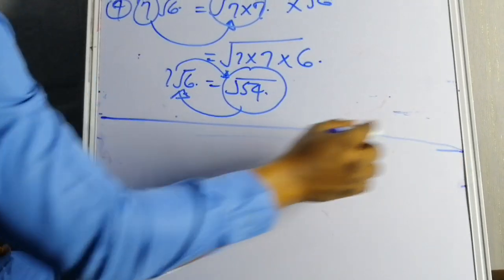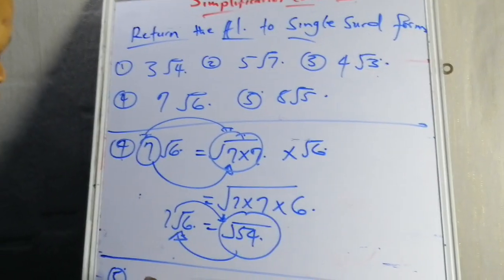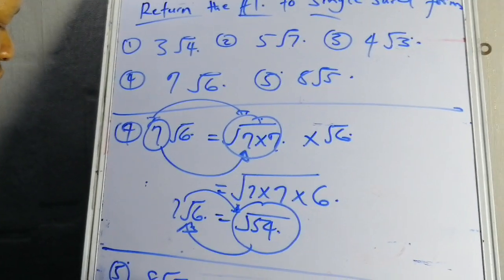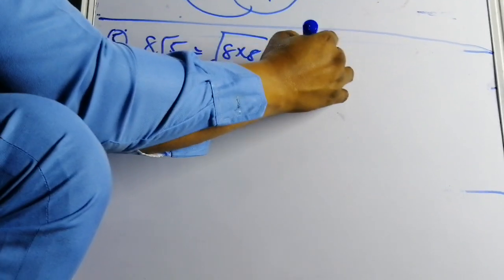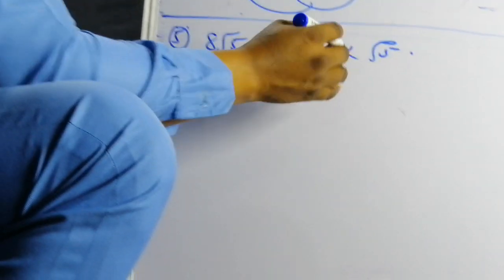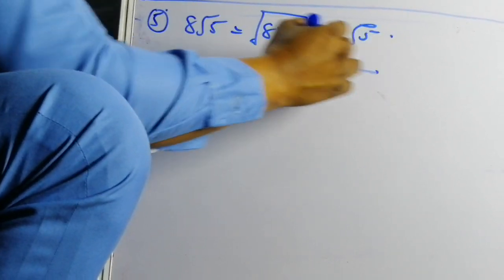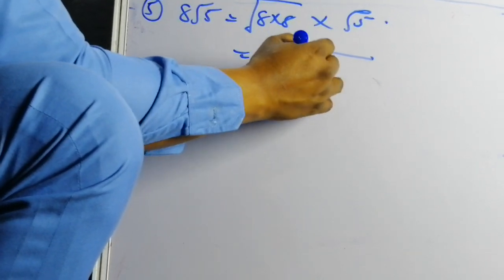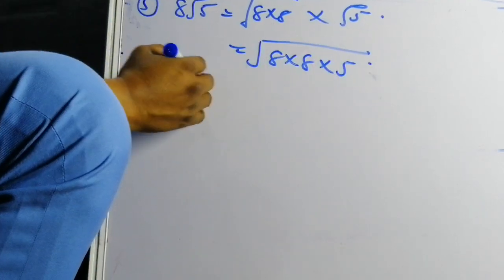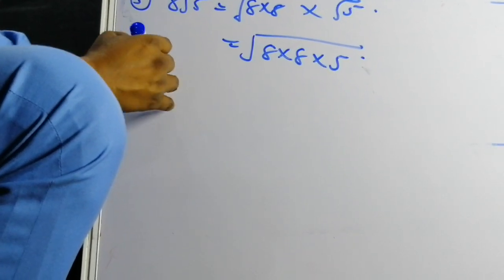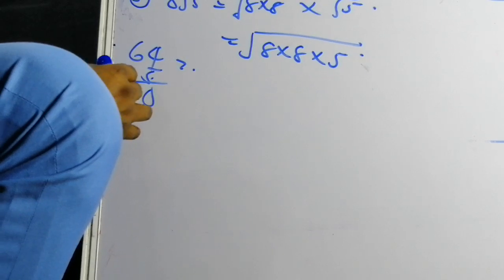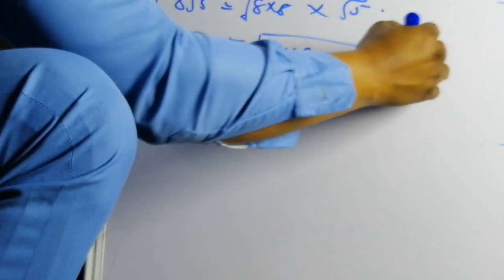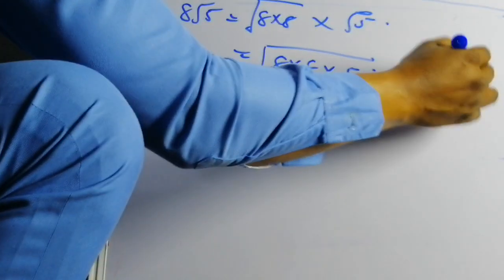And don't fall victim if you are given one that you cannot simplify. Just be very careful to pick the right option. So now for 8 root 5, it's the same thing as 8 times 8, square root, times root 5. 8 times 8 is 64. So we can say 8 times 8, multiplication law, times root 5. 64 times 5. 5 times 4, 20. Carry 2, 6 times 5, 30 plus 2, that's 32. That's root 320.